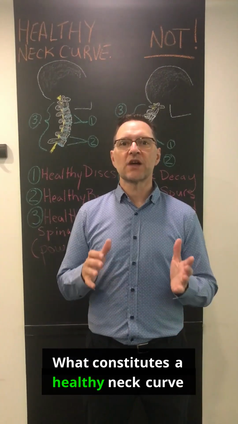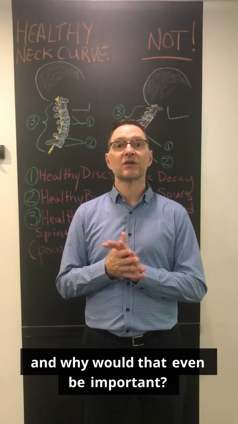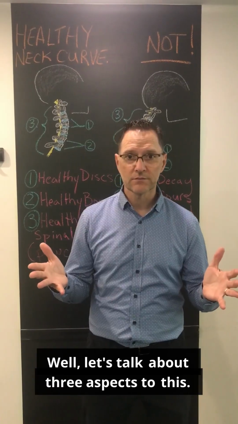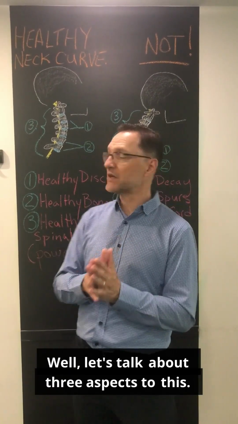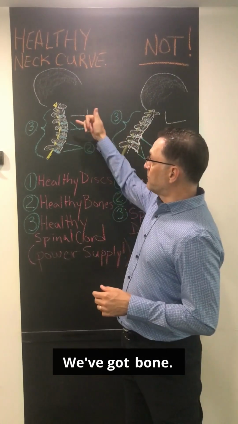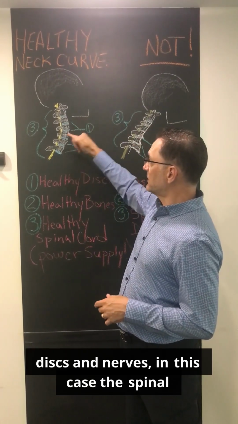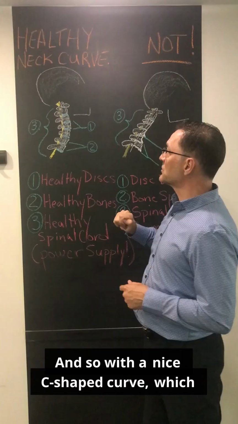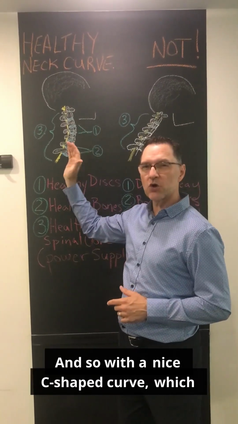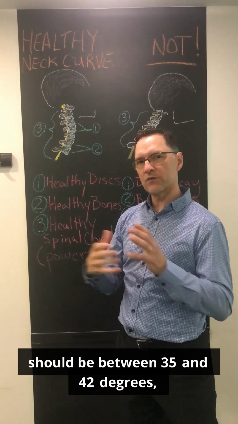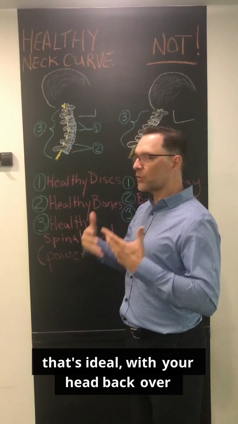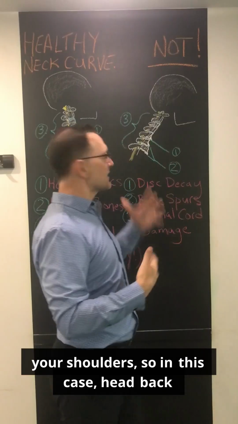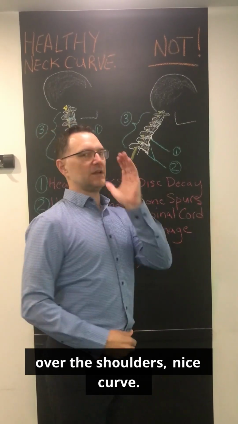What constitutes a healthy neck curve, and why would that even be important? Well, let's talk about three aspects to this. We've got bone, discs, and nerves, in this case the spinal cord. And so with a nice C-shaped curve, which should be between 35 and 42 degrees, that's ideal, with your head back over your shoulders. So in this case, head back over the shoulders, nice curve.